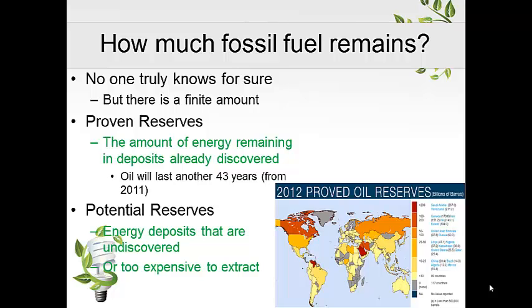So we, in fact, humans, have no idea that there actually might be another 40, 60, 100, 200 years left of fossil fuels. Or we have found these reserves, but it's too expensive to extract. And we'll talk more about that in class.